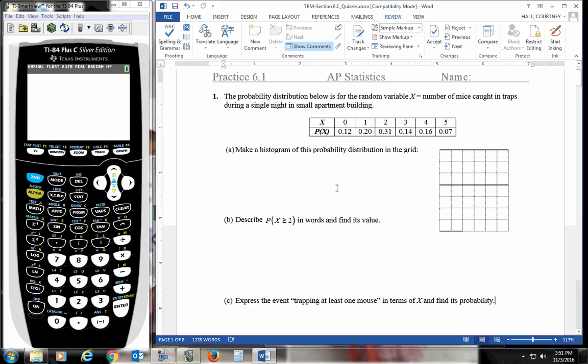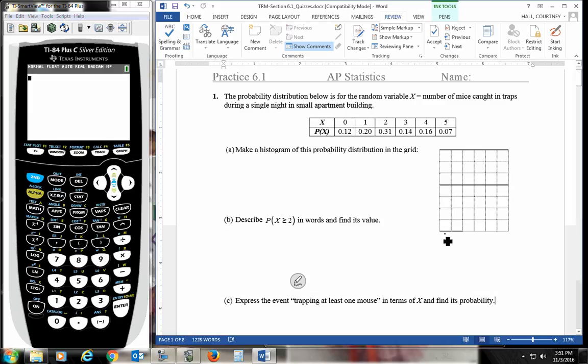Okay, here is practice 6.1. Number 1, the probability distribution below is for the random variable x, which equals the number of mice caught in traps during a single night in a small apartment building. Part A, make a histogram of this probability distribution in the grid.